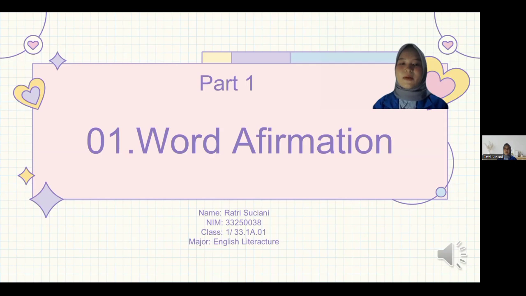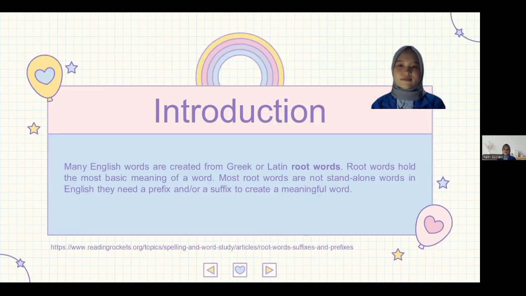So this is part 1, and the first topic is word affixation. Let's start. Slide 1 is the introduction. Many English words are created from Greek or Latin root words. Root words hold the most basic meaning of a word. Most root words are not standalone words in English; they need a prefix or a suffix to create a meaningful word.